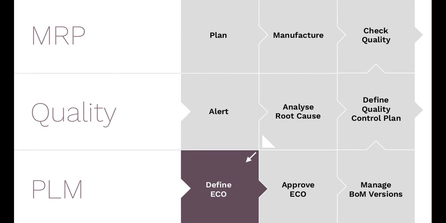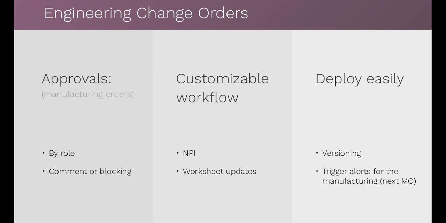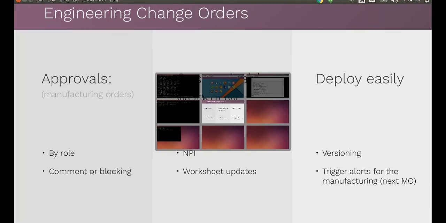So the way engineering change orders work is as usual. We do approvals by role or by some specific guidelines that you decide, such as some people are blocking, others we might just want them to be informed and then they can comment. You can customize your workflow and you can deploy very easily with versioning, trigger alerts, and so on.